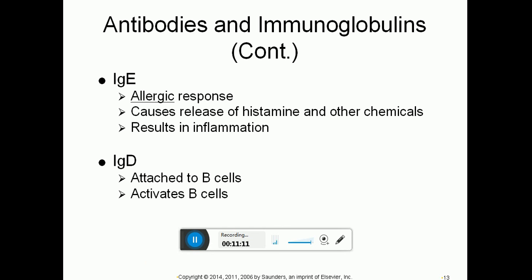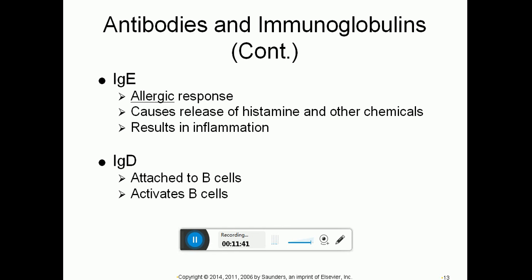IgEs, those are responsible for allergy. So IgE, allergy, and they cause release of histamine from mast cells, and it's the histamine that causes the vasodilation and the swelling that you see in, for example, all the hives that you see in allergies. So the histamine causes all of the inflammatory response that you see caused by these allergens.